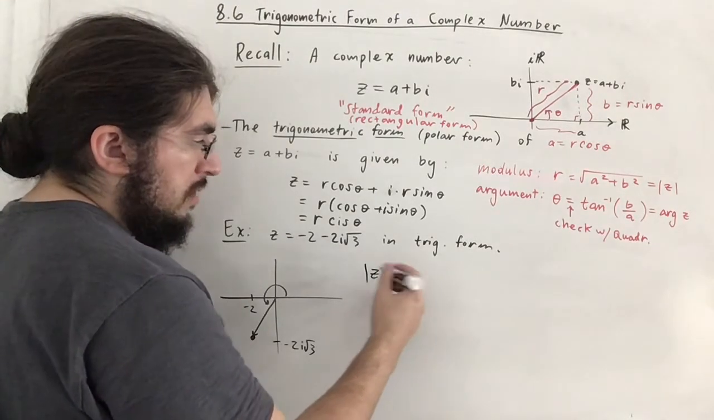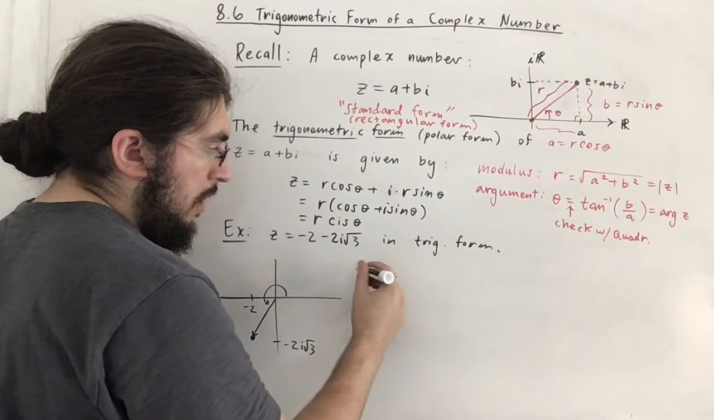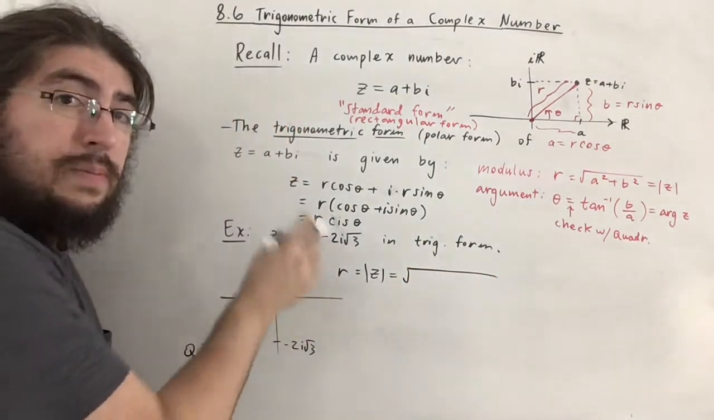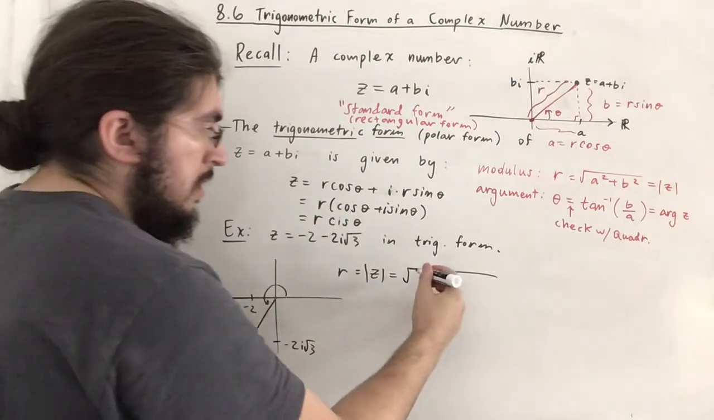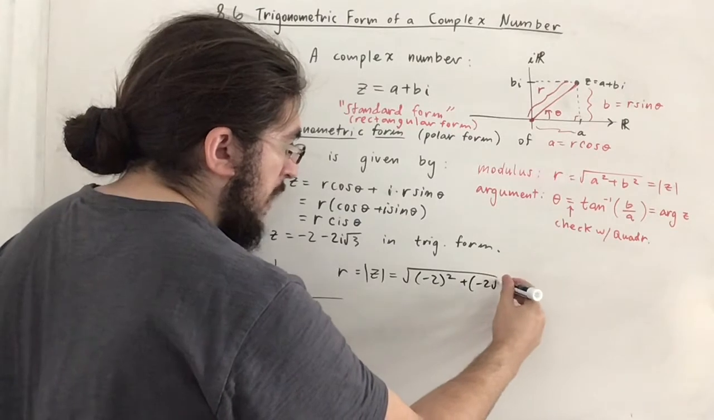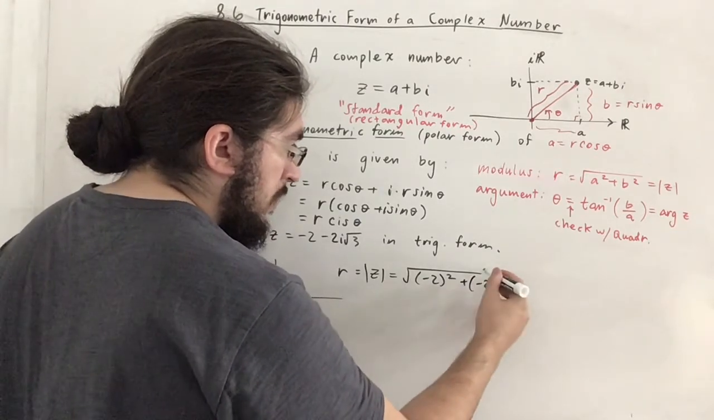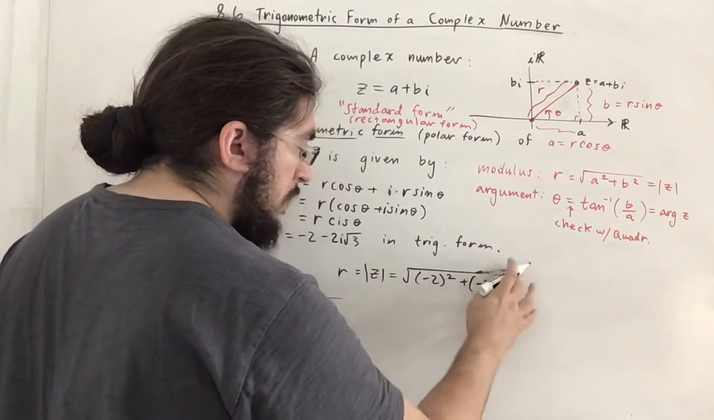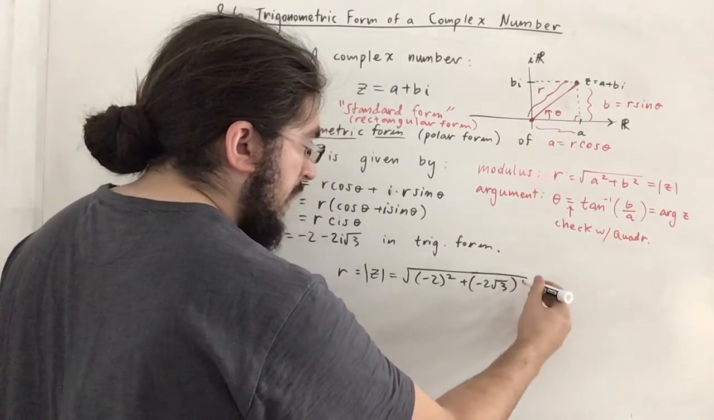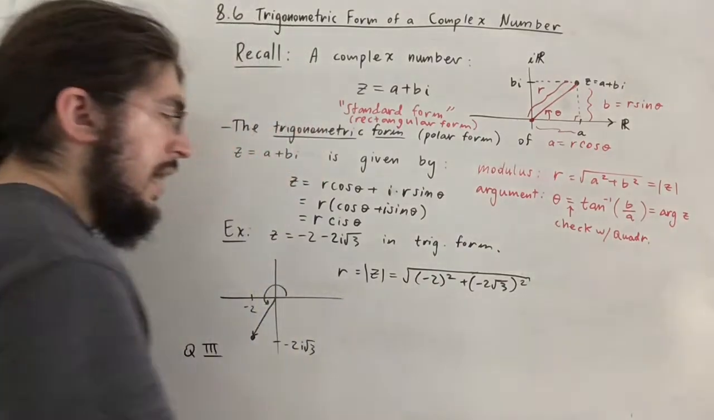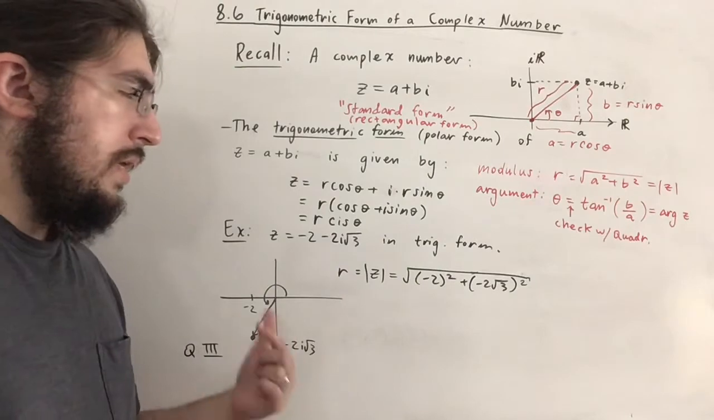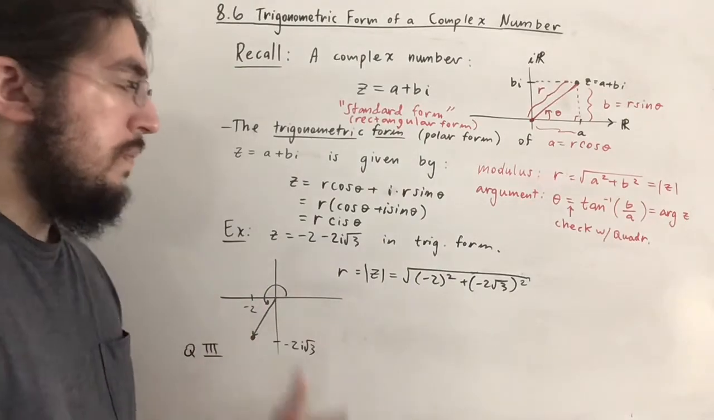So the absolute value of z, or its modulus, which we call r again, is just the square root of the squares of these numbers without the i's. So negative 2 squared plus negative 2 radical 3 squared. Remember, that's just a squared plus b squared. It's not a squared plus bi squared or anything like that. Because if that was the case, then you could possibly get a negative on the inside of the radical, and that would tell you that your radius is complex. The radius should always be a positive real number.